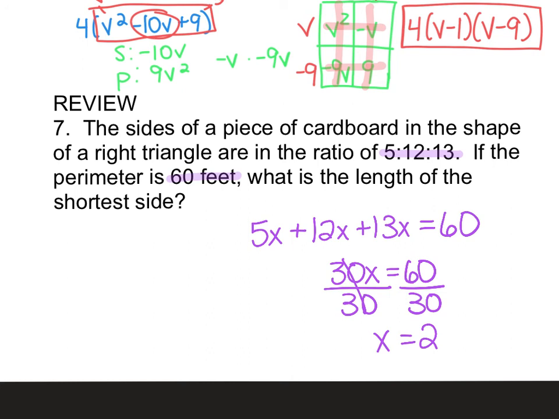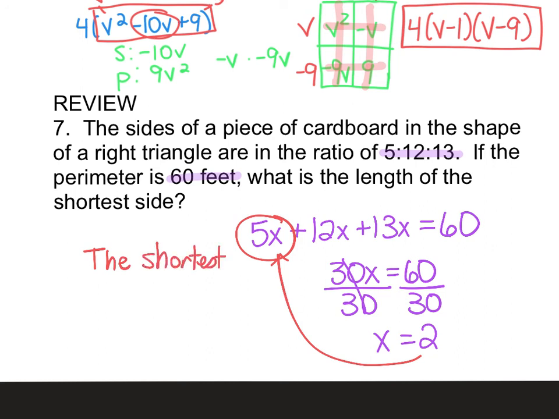Now, x equals 2 is not the final answer. What we need to see here is that we want the shortest side, which would obviously be that ratio of 5. So we're going to plug x back into that shortest side. And we're going to see that 5 times 2 is 10. So the shortest side is 10 feet.